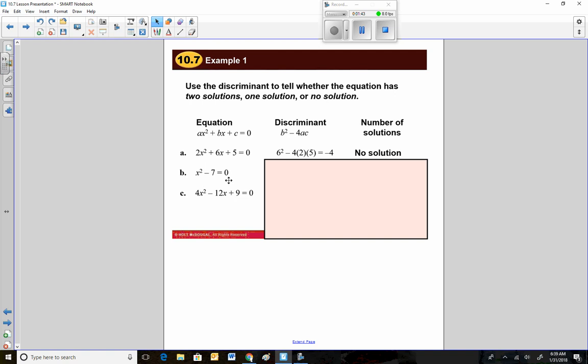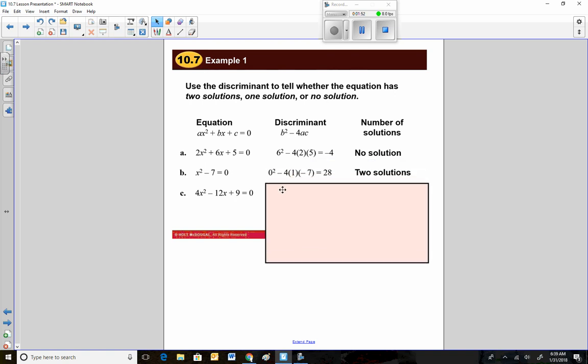Here's another problem. Now, notice your b will be 0, but your c will be negative 7. So we go ahead and plug it in, b squared minus 4ac. The b is 0 squared minus 4 times a, which is 1, and c, which is negative 7, and you get a positive 28 because a negative times a negative makes it positive. If this number is positive, it doesn't matter how big it is, but if it's positive, you have 2 solutions. So your graph will cross the x-axis in 2 points.